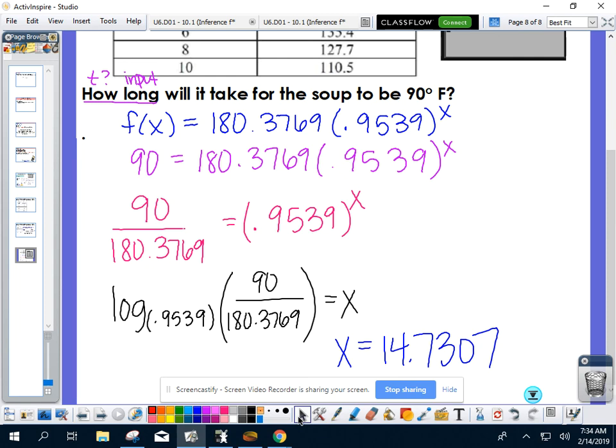It will be the back side of yesterday's worksheet. That's where you'll see your regression problems.